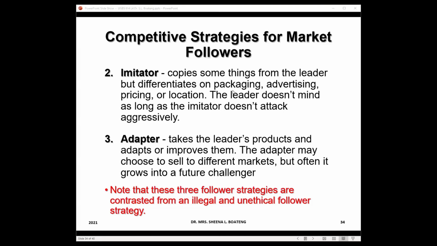product category, right? But like I've been saying all this while, it is very important for us to appreciate that these strategies should be legal and ethical in order to be permissible. So once some illegal and unethical dimensions come in, it is no longer a conducive or permissible competitive strategy, right? And that is for the market followers.